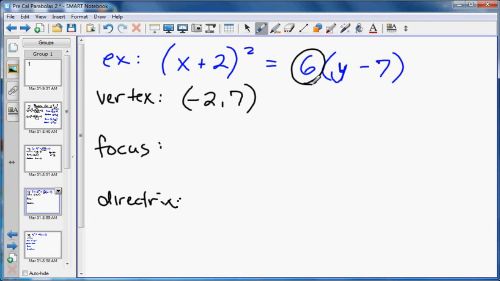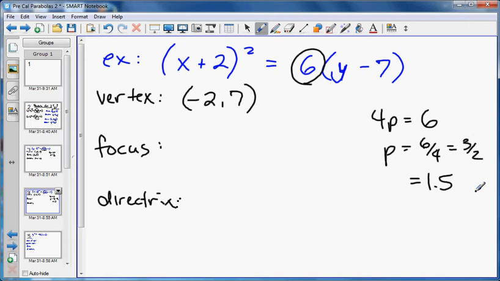So this time we're coming with the number 6, so 4p is equal to 6. Divide both sides by 4, that's 6 over 4. You can write it as 3/2, or you can even write it as 1.5. I'll probably use the decimal in this case, but any one of those is fine. You can use fraction or decimal.